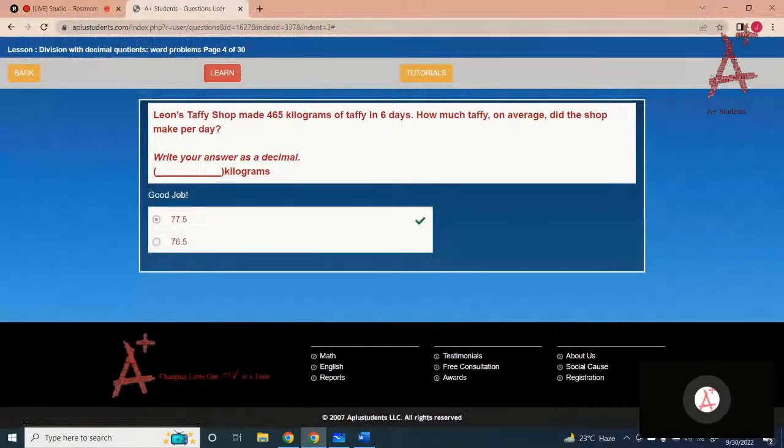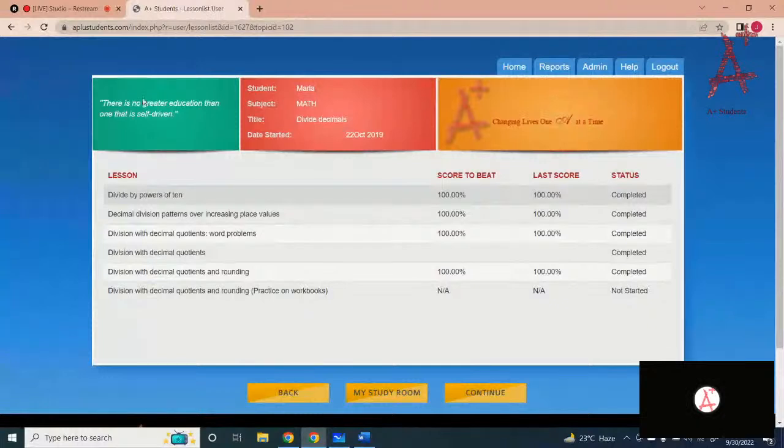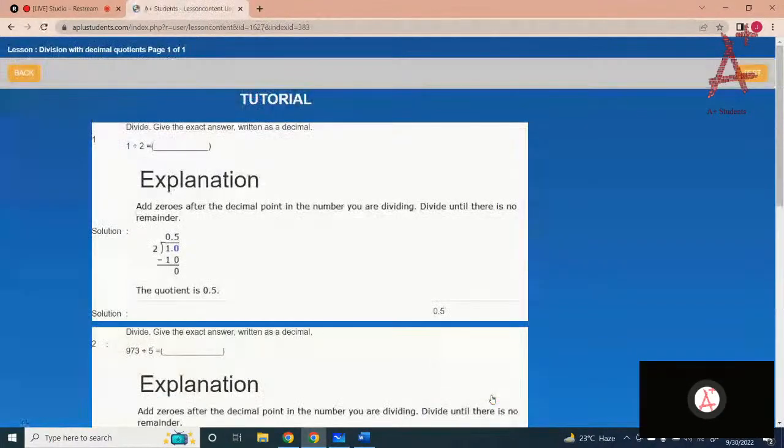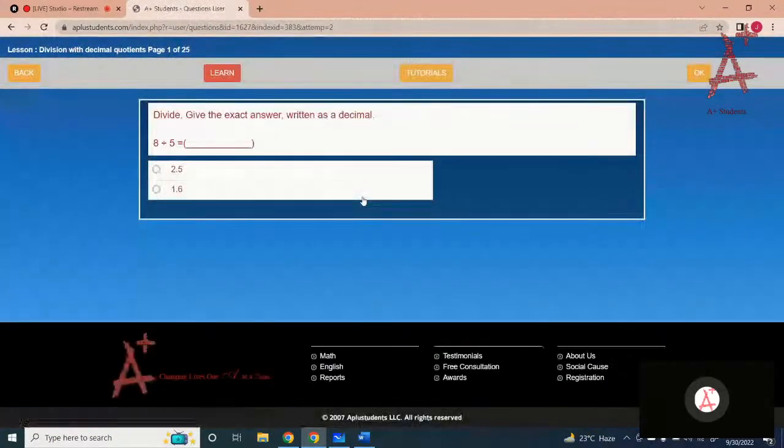So you can complete the lesson later today or right after this session. I am moving on to the next lesson. Just click on the back button. And the next lesson is division with decimal quotients. So let's start with the lesson division with decimal quotients. That's the same. The first one is just the word problems. So let's just start with the practice questions.